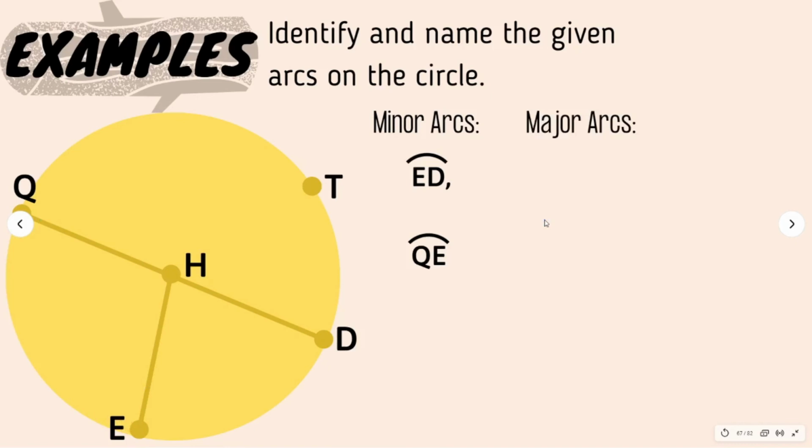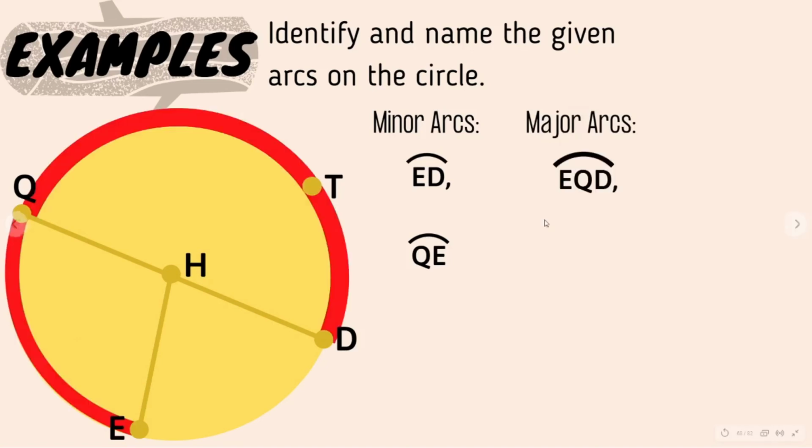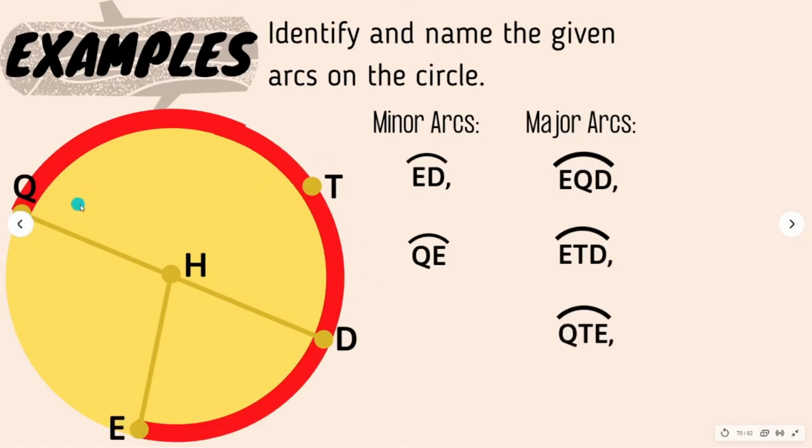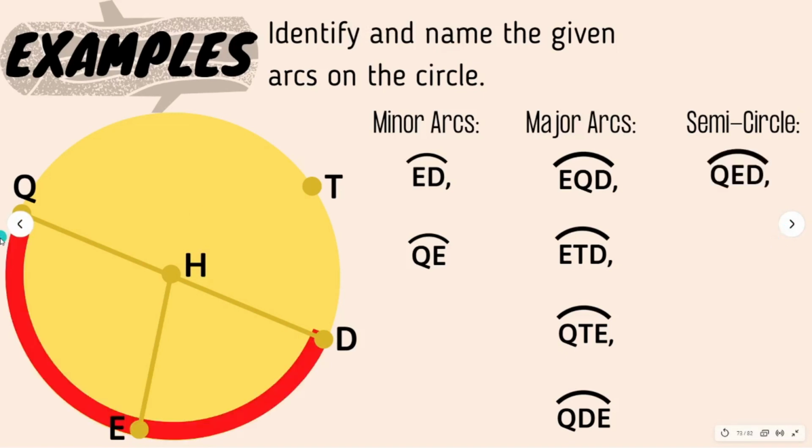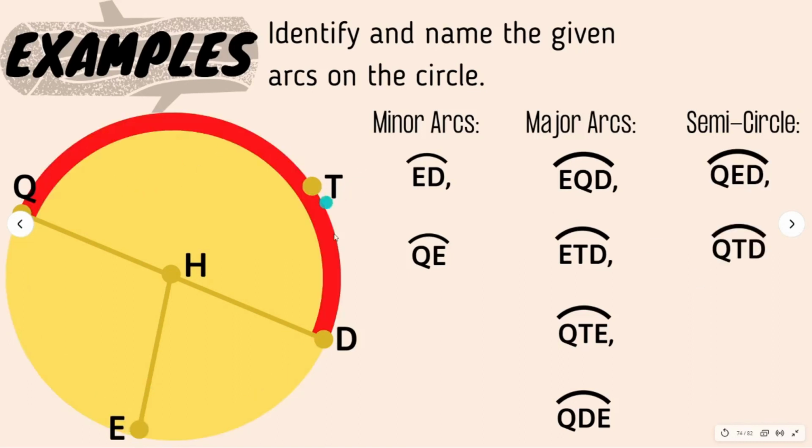Next are the major arcs. The major arcs here are the arc EQD, arc ETD, arc QTE, and arc QDE. Last one, semicircle. Okay, for the semicircles, we have the arc QED and the other half, the arc QTD.